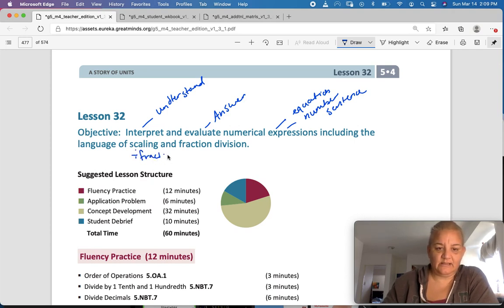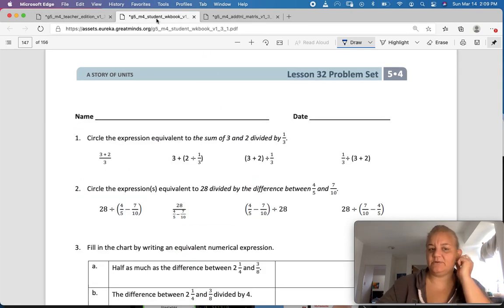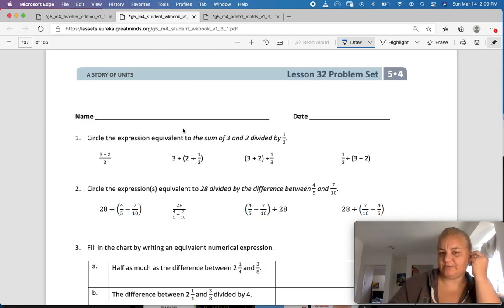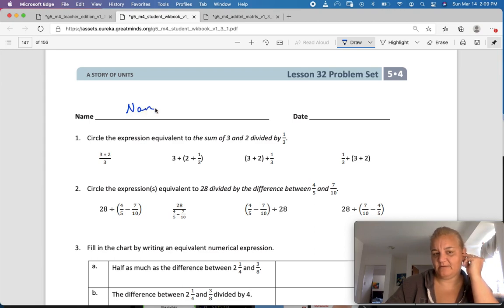So, all right, our objective is to understand and answer equations using fractions. Try to put that in a little bit more accessible language. Okay, so let's move to our lesson 32 problem set. Write your name on your paper. And we're going to start the first one together.